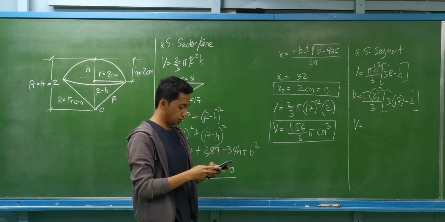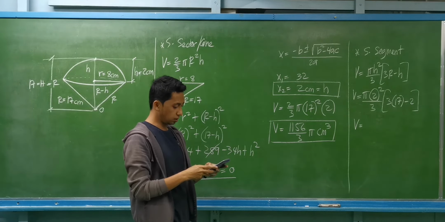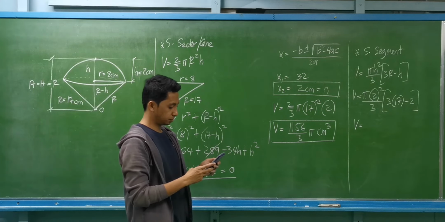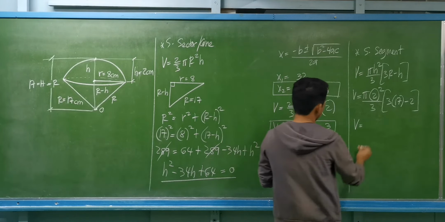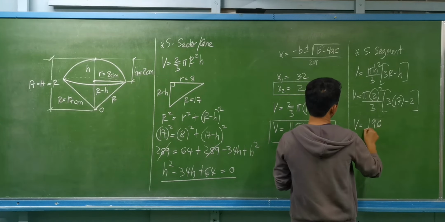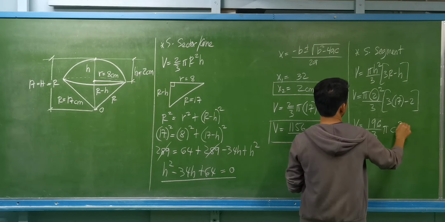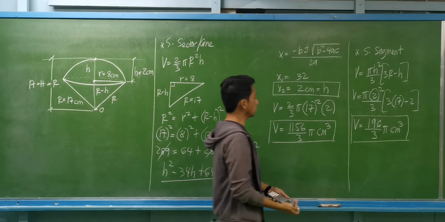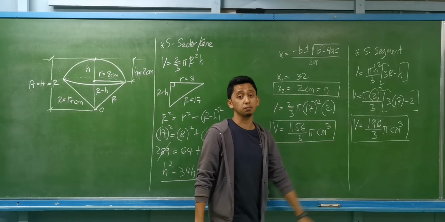That is pi times 2 squared over 3, multiplied by 3 times 17 minus 2. So we have it as 196 over 3 pi, in cubic centimeters. So these will be our answers: the volume of the spherical sector and the volume of the spherical segment.